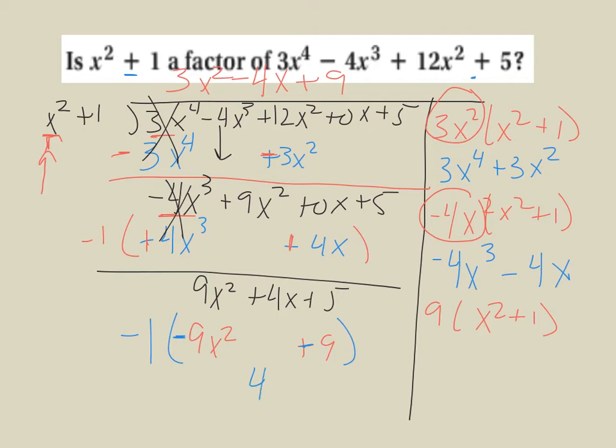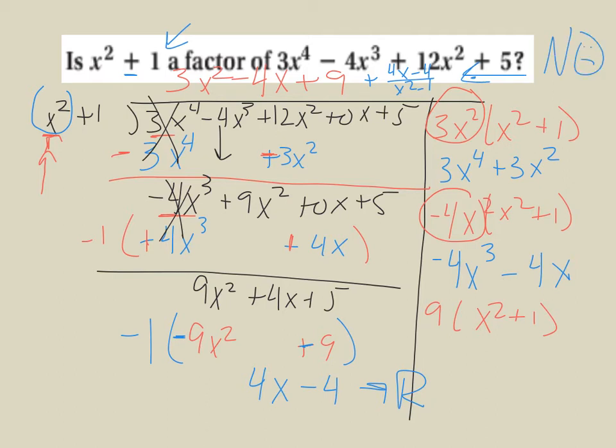So I'd have a 4x minus 4. Now there's no way that I'm going to get an x squared to look like 4x, so this would be my remainder right here. So I'd have my plus 4x minus 4 over x squared minus 1. Now it says, is this a factor? Whenever you have a remainder, it's never going to be a factor. So this would be my answer along with no, it's not a factor.